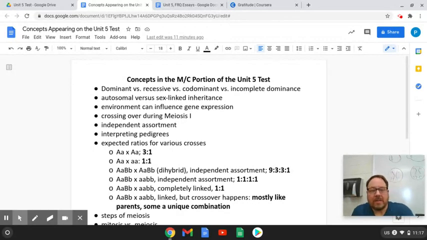All right, the environment can influence gene expression. Genes are instructions for making proteins, right? But depending on what's going on in the environment, it may alter the ability of those genes to produce those proteins or for those proteins to work. So genes are only part of the story. The environment can actually influence the expression of those genes.